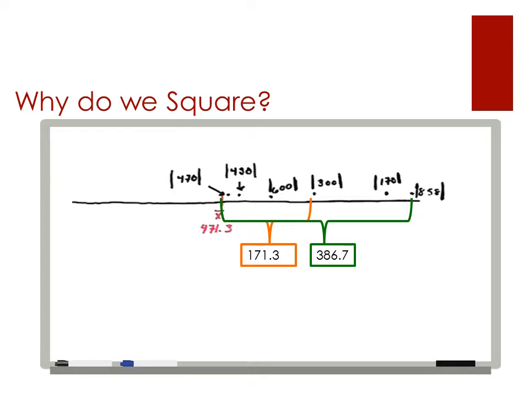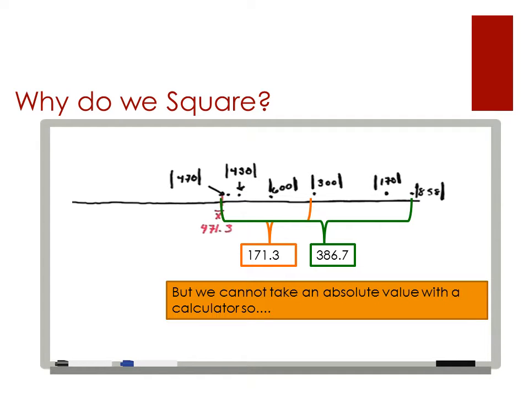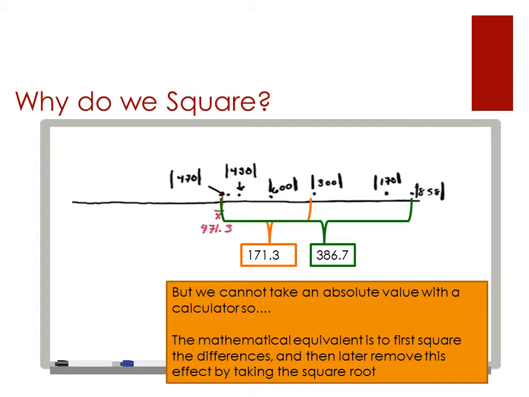So, in order to get something that's the absolute, we would take the absolute value here. So you can see here I've gone through and calculated. If I took the absolute value of 470, the absolute value of 430, notice that this cancels out the positives and negatives. And notice the magnitude of the distance remains the same. However, we cannot take an absolute value on the calculator when doing our calculations. So instead, we're going to use the mathematical equivalent, which is to first square the differences. And then we're going to later remove this effect by taking the square root. In fact, it's going to be the very last step in solving this formula.